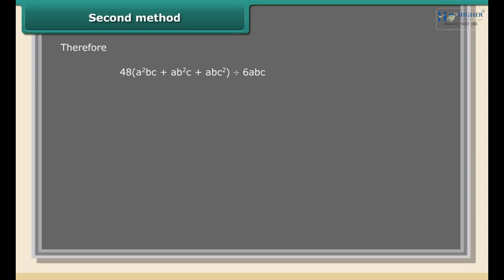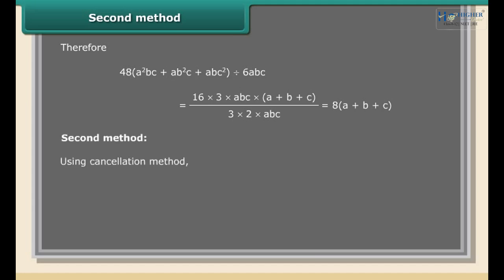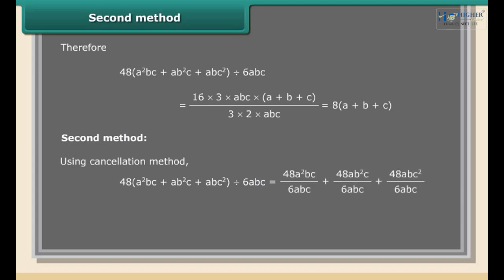Therefore, 48 into (a square bc plus ab square c plus abc square) divided by 6abc is equal to 16 into 3 into abc into (a plus b plus c) upon 3 into 2 into abc, which is equal to 8 into (a plus b plus c). Second method. Using the cancellation method. 48 into (a square bc plus ab square c plus abc square) divided by 6abc is equal to 48a square bc upon 6abc plus 48ab square c upon 6abc plus 48abc square upon 6abc, which is equal to 8a plus 8b plus 8c, which is equal to 8 into (a plus b plus c).